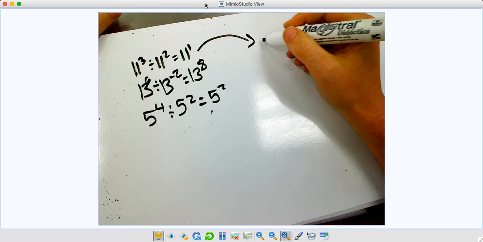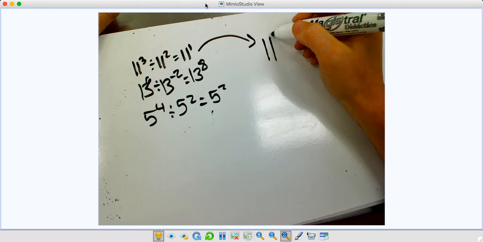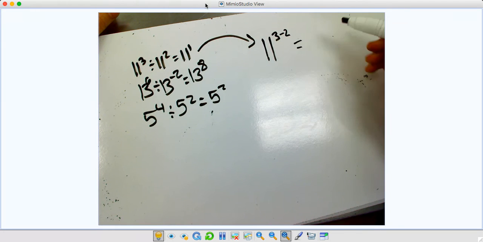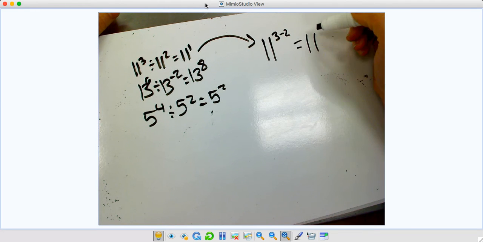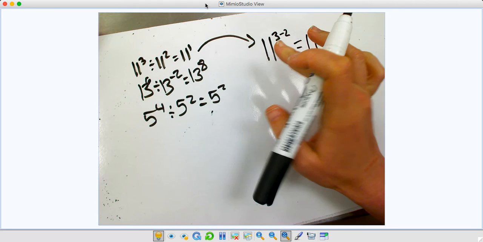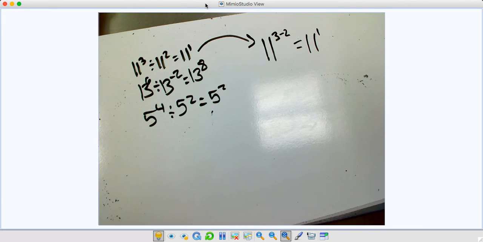We have a base of 11. We have 3 as our first exponent, and we subtract the second exponent, and we end up with x equals 3 minus 2, which is x equals 11 to the 3 minus 2, which gives us 11 to the 1st power. That is true. Ding. Let's see if this works with this really strange one, because this one took a long time to figure out, and I don't want to have to do that every time.